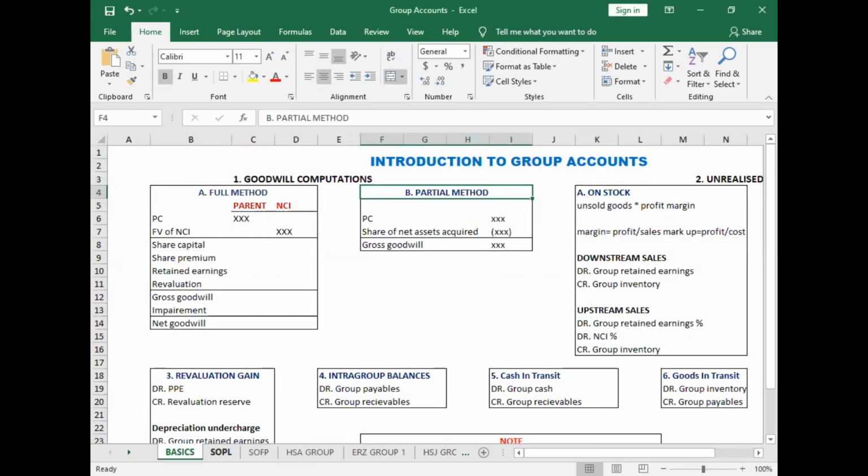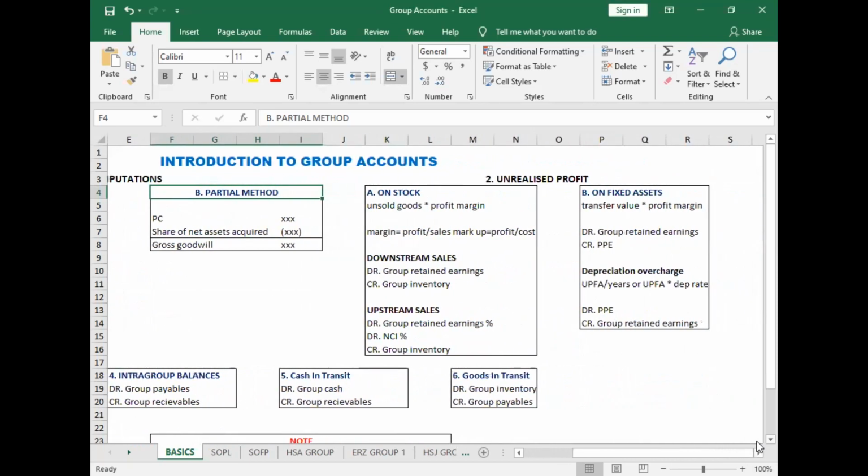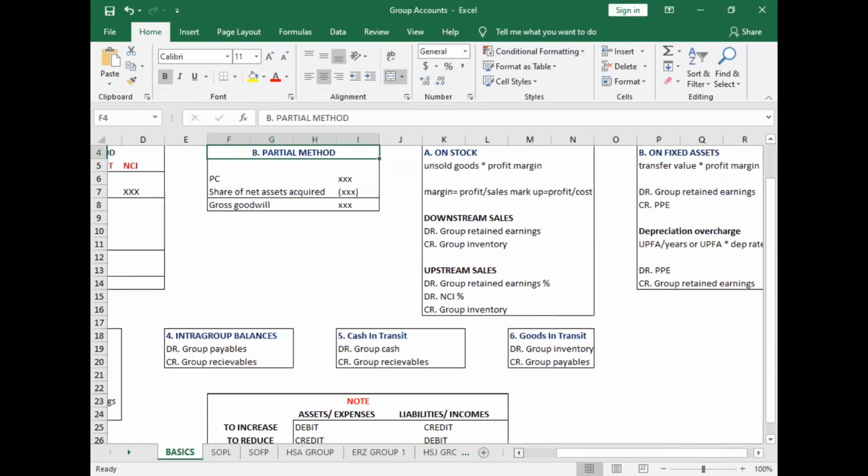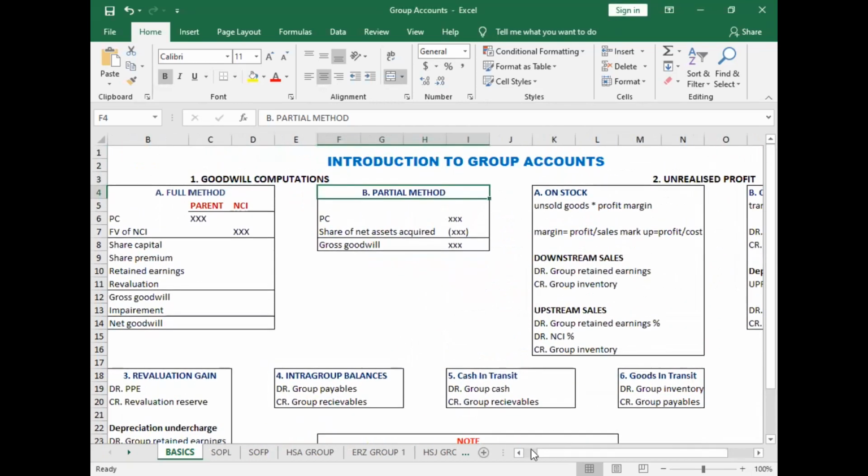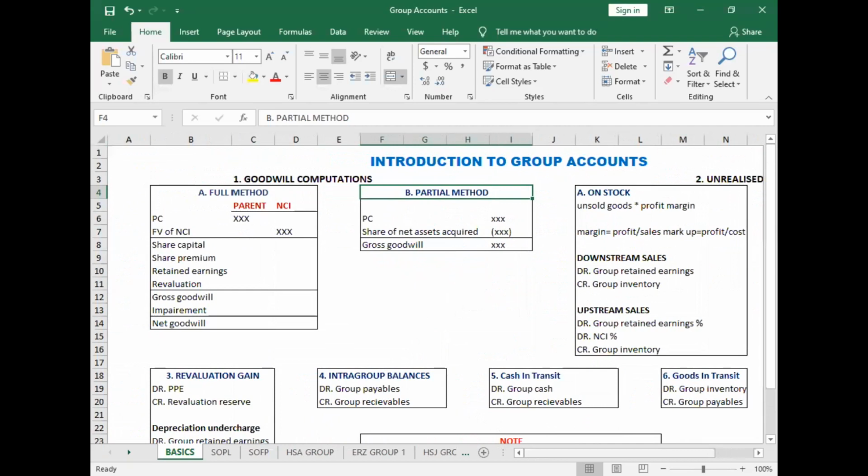So under group accounting, we have various adjustments that you may come across, and many of them are very common. The first one is the goodwill computation. Obviously, on acquisition of the NCI, you'll have the goodwill computation. You have to remember that for goodwill computation, we have two methods: the partial method and the full goodwill method.